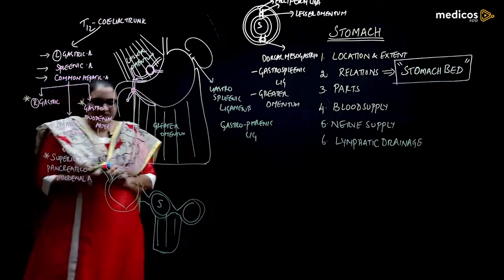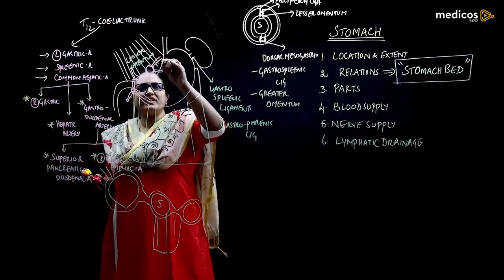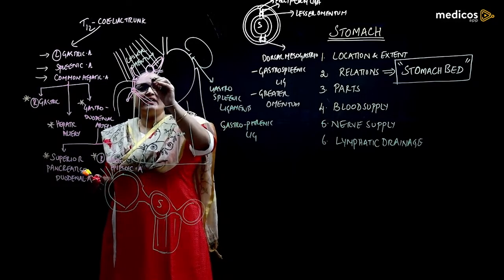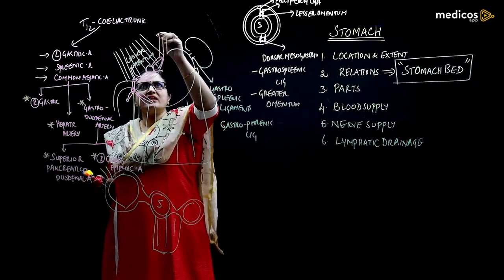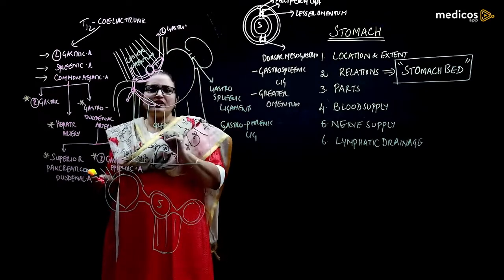So what is happening here? Let us see. Both the left gastric and the right gastric: this is the left gastric, and this is the right gastric, given by the common hepatic artery.